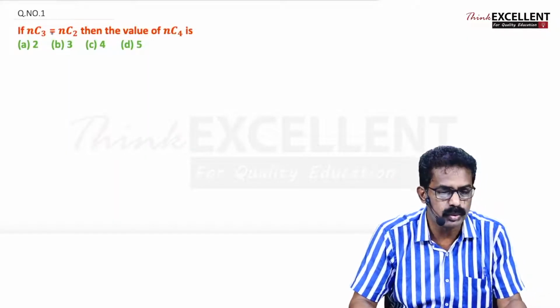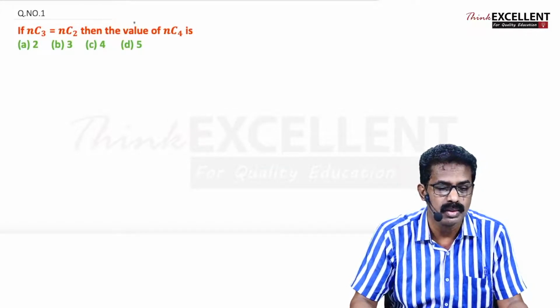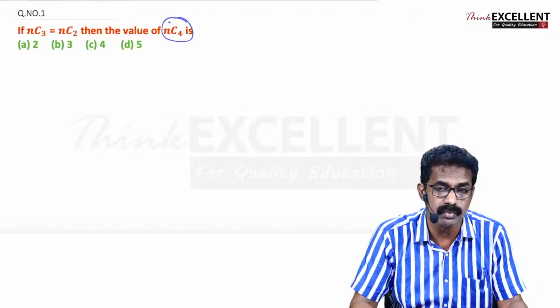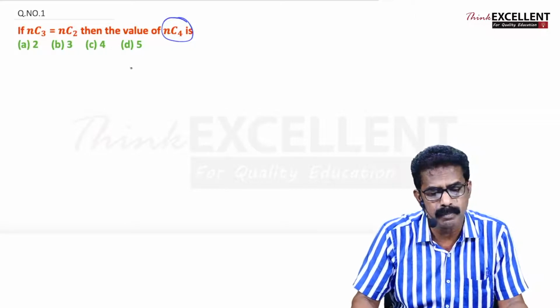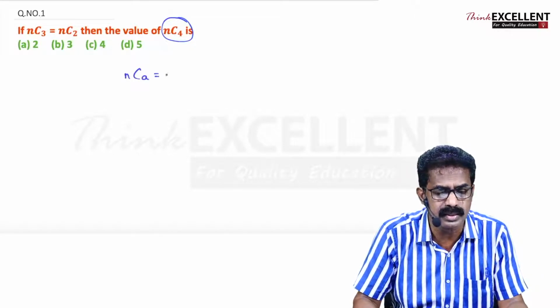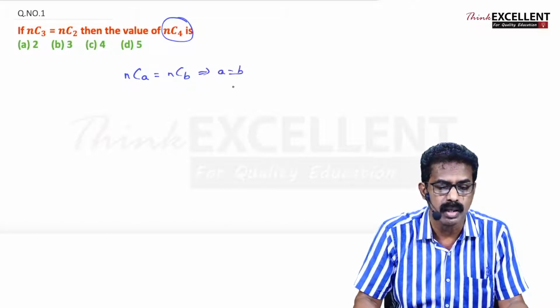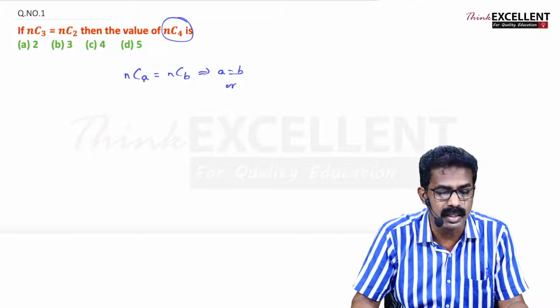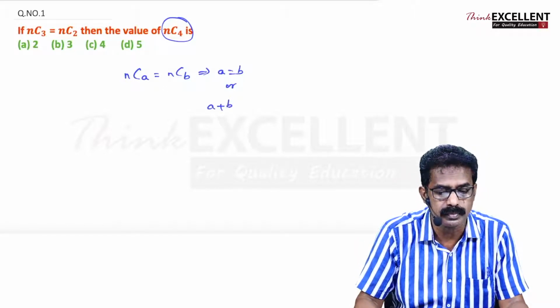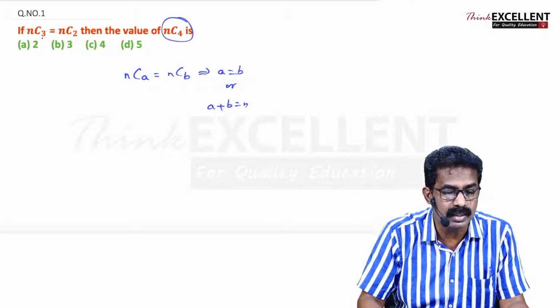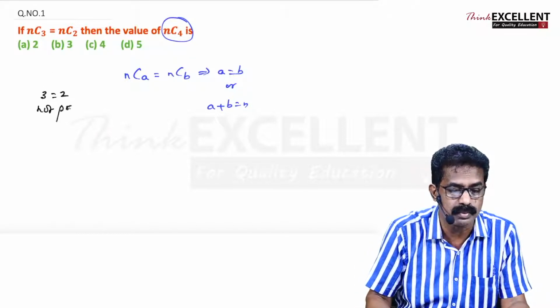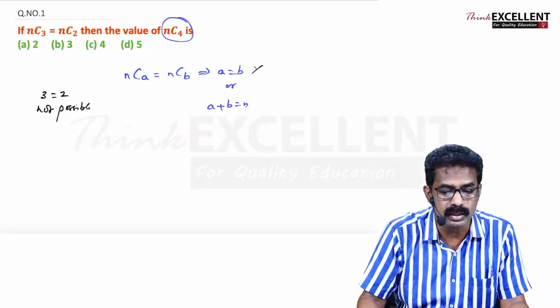nC3 equal to nC2, then the value of nC4. So we want to find nC4. For that, first we need the n value. You can find n from here. There is a result: nCa equal to nCb implies either a equal to b (which need not be true every time), or a plus b equal to n. If you apply that result here, either a equal to b means 3 equal to 2, which is not possible.